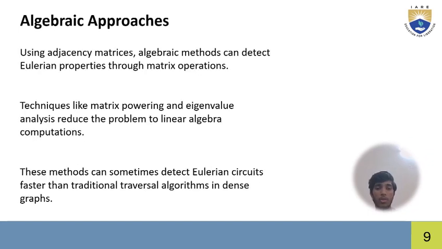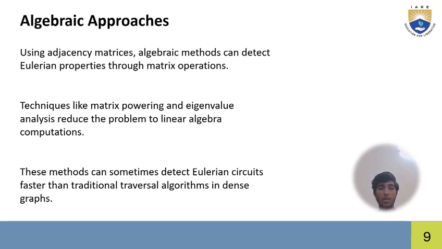Algebraic approaches. Using the adjacency matrix, algebraic methods can detect Eulerian properties through matrix operations. Techniques like matrix powering and eigenvalue analysis reduce the problem to linear algebra computations. These methods can sometimes detect Eulerian circuits faster than traditional traversal algorithms in dense graphs.